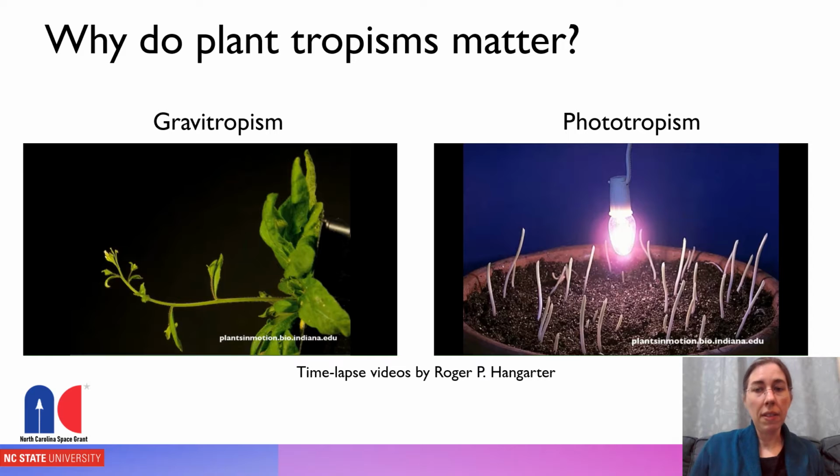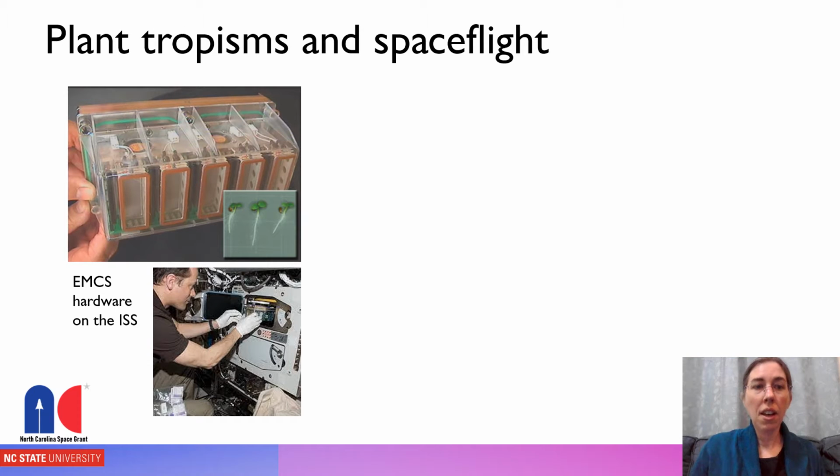Unfortunately, on Earth, where gravity is constant, it can be difficult to separate triggers of gravitropic and phototropic response. The microgravity environment of spaceflight allows for decoupling of light from gravity cues and makes space a prime place to study plant tropisms. Hardware with rotating centrifuges, such as the European Modular Cultivation System, can simulate Earth gravity and provide 1G control in the spaceflight environment.